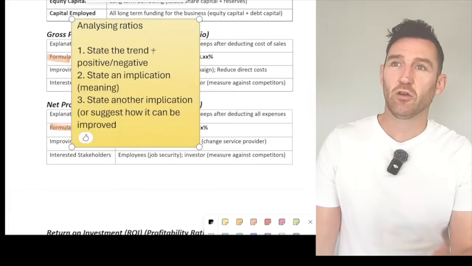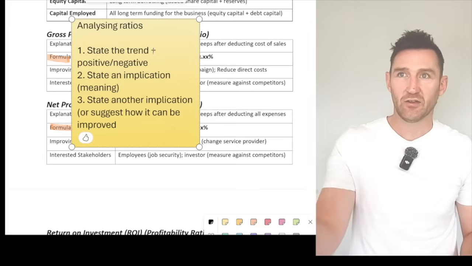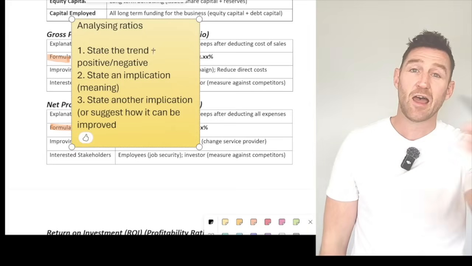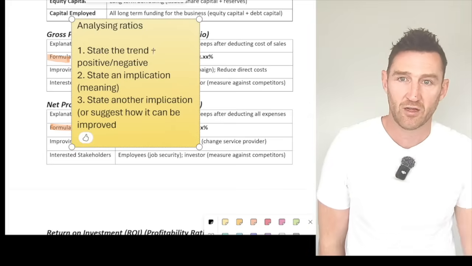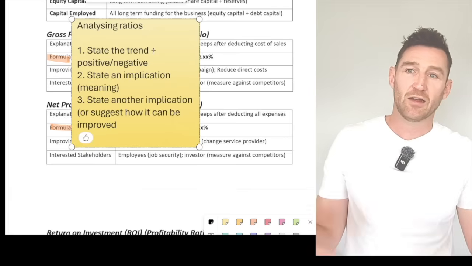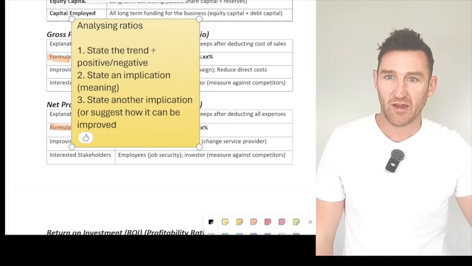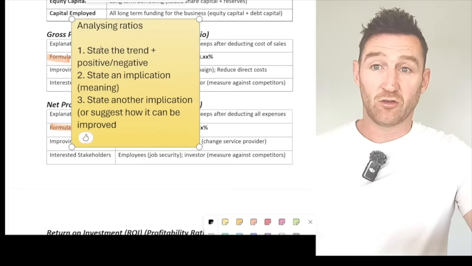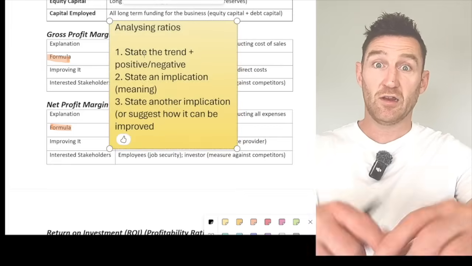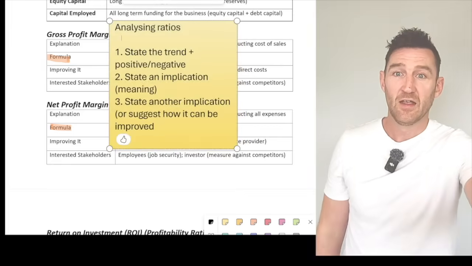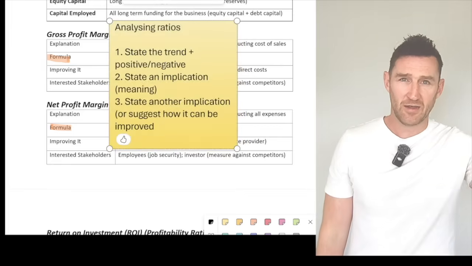So if you do a long question on ratios, you have to calculate the ratio and then you'll always have to compare it to something, either last year or to competitors in the industry. So let's say you calculate something like gross profit margin and this year it's 5%, but last year it was 10%. State the trend, which is just to say that it has decreased from 10% to 5%. This is a negative trend and you'll get marks for that.